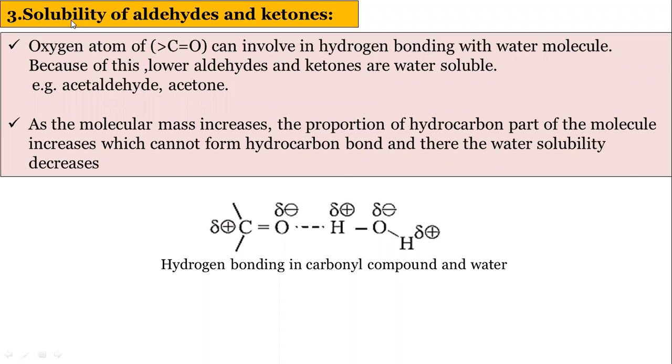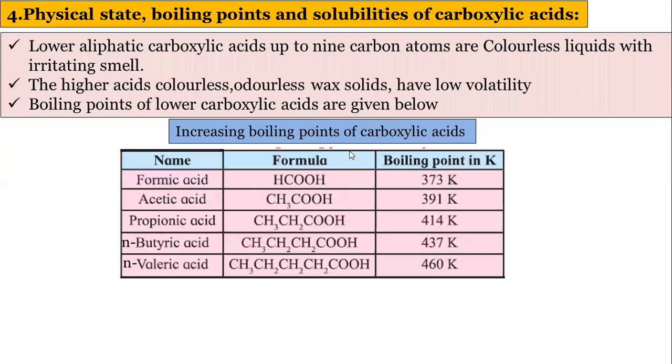Then I am coming to the physical state, boiling point and solubilities of carboxylic acids. In the previous slide, we discussed the physical state, boiling point, and solubilities of the aldehydes and ketones. So, what is happening in carboxylic acids? See in this chart, lower aliphatic carboxylic acids up to 9 carbons are colorless liquids with a very bad, irritating odor. Then the higher acids are colorless, odorless, waxy solids having low volatility, meaning these are not volatile.